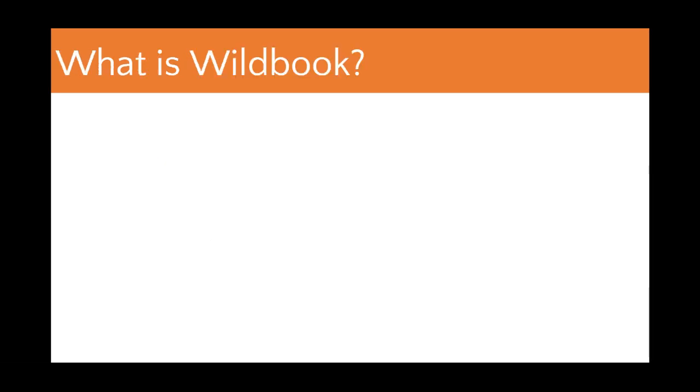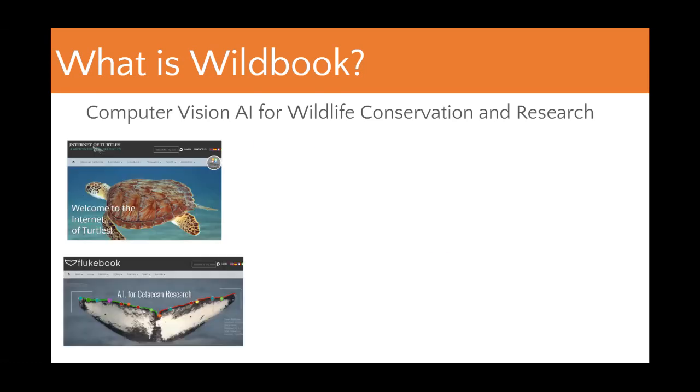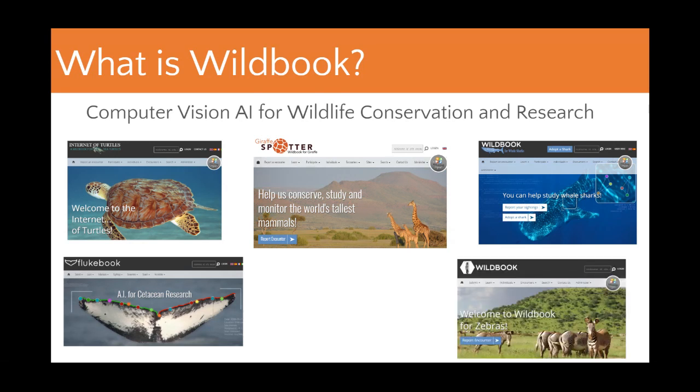So first, what is Wildbook? It is a fully open source AI platform for wildlife conservation and research. There are a number of different Wildbooks for different species, all developed and supported by WildMe, a nonprofit software and machine learning development company in Portland, Oregon.